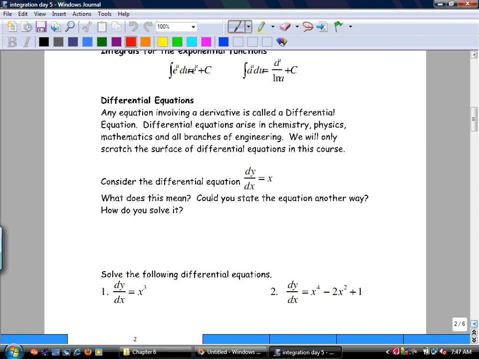Okay, we're flipping to the middle of page 2. Any equation involving a derivative is called a differential equation. Differential equations arise in chemistry, physics, mathematics, and all branches of engineering. We'll only scratch the surface of this. I've done up to 300 level third-year courses of differential equations. They go even farther than that.